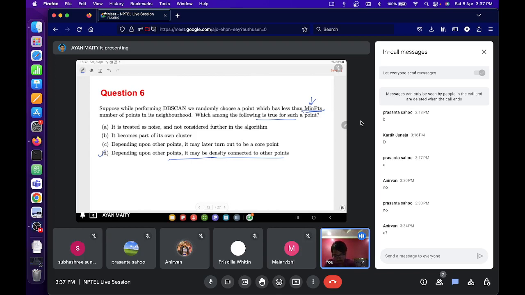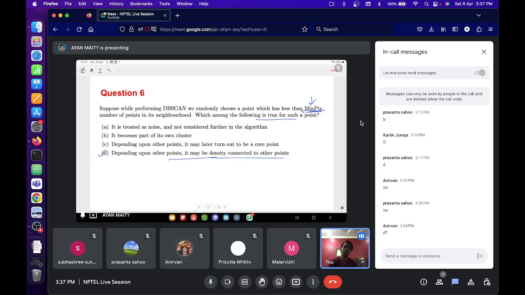Option A says it is treated as noise and not considered further in the algorithm. Initially it might be treated as a noise point, but later on if we find that some core point is in the neighborhood of that point, then it is no more a noise point, it becomes a boundary point. Option B says it becomes part of its own cluster. This is not true, because it has fewer than MinPts points. Only if it had been a core point would it form a cluster of its own.